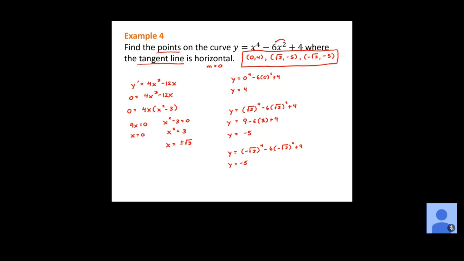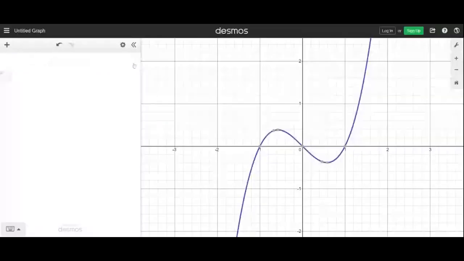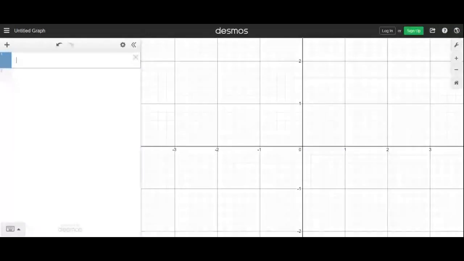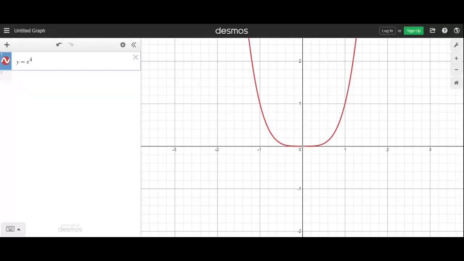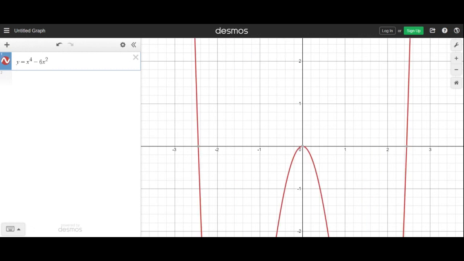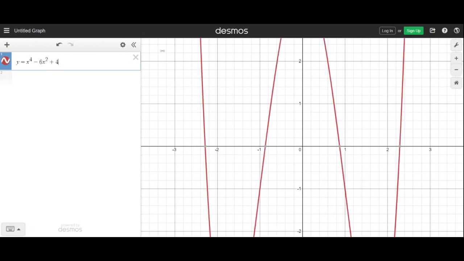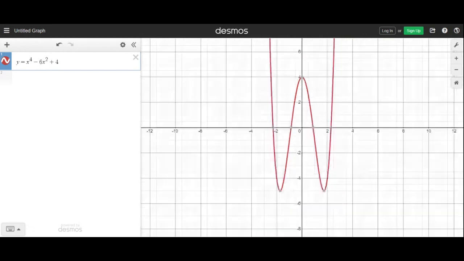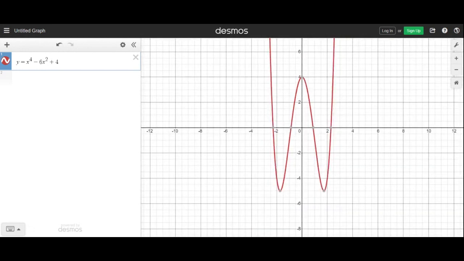Okay, now let's look at the graph, right? Because it's always nice to look there, kind of check yourself, make sure your answers make sense. So our original function this time was x to the fourth minus 6x squared plus 4. Zoom out here so we can see everything. All right, and if you notice here, right, the 3 points that we got, I'll actually plot them here. 0, 4 was one of those points. You can see that's the point right up here. We would have a horizontal tangent there because our curve changes direction at that point.